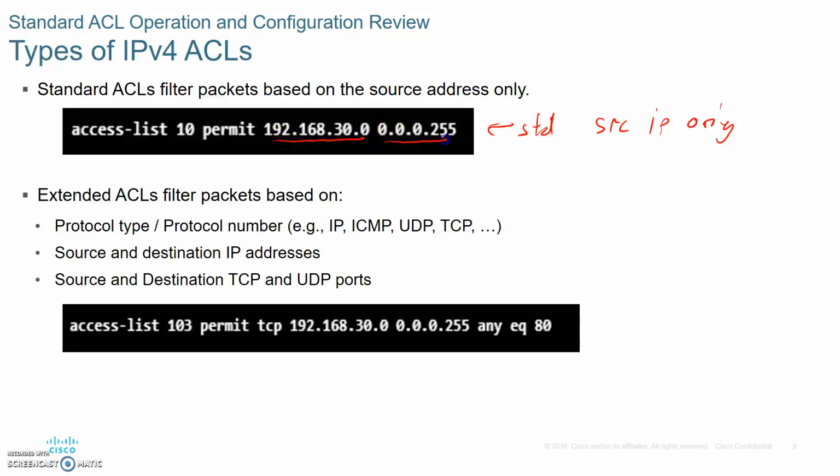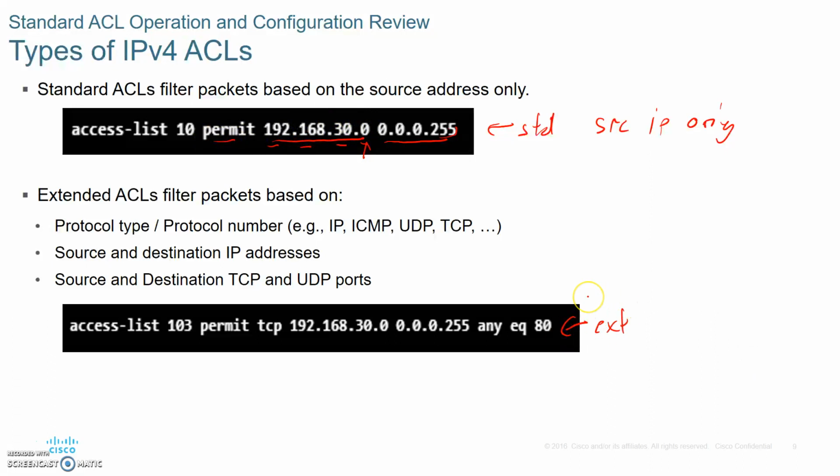Together with a wildcard, we tell the router to check only for 192.168.30. The last number, no need to check. So I'm only checking for IP addresses beginning with 192.168.30. If the packet comes in and it begins with 192.168.30, what does the router do? The router permits.